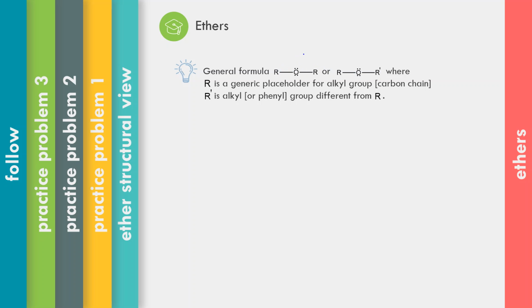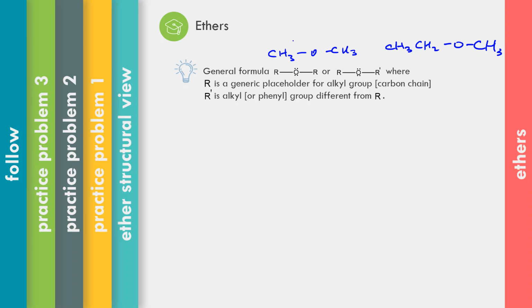So in this example, the R could be the same, so you might have the same group on the left side of oxygen and on the right side of oxygen, but also you might have absolutely different groups on each side of the oxygen. The R is a placeholder for any alkyl carbon chain group or phenyl. Phenyl is a benzene ring. Same goes with R prime. The only difference is the R prime could be different from R.